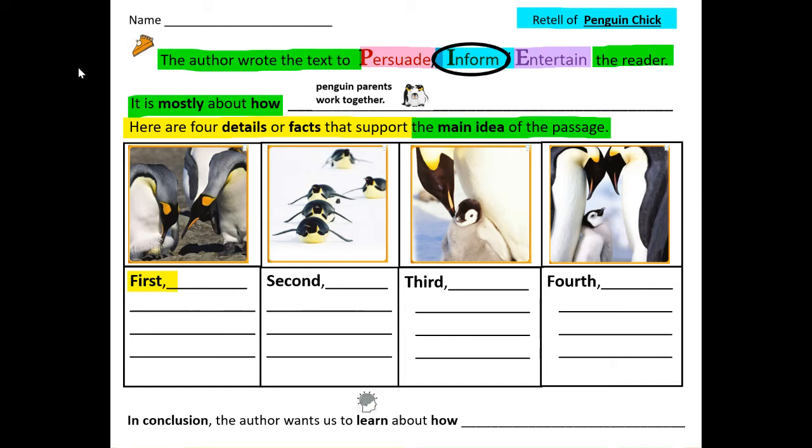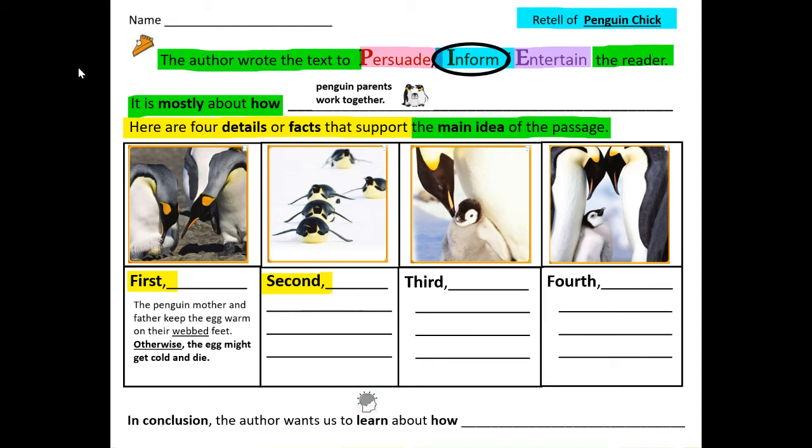First, the penguin mother or father, what do they do? First, the penguin mother and father, say out loud what's going on in that picture. Well, first, the penguin mother and father keep the egg warm on their webbed feet. Otherwise, the egg might get cold and die. That's a very important detail.